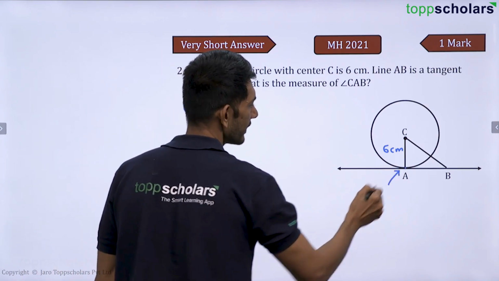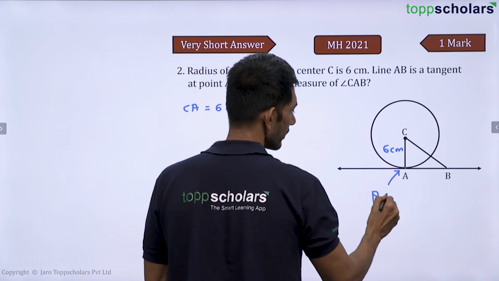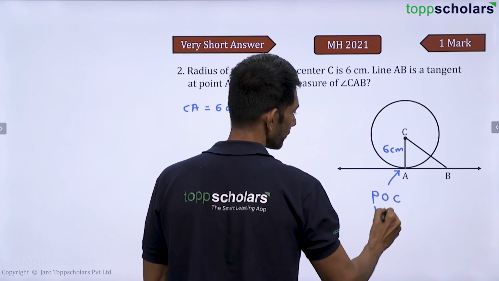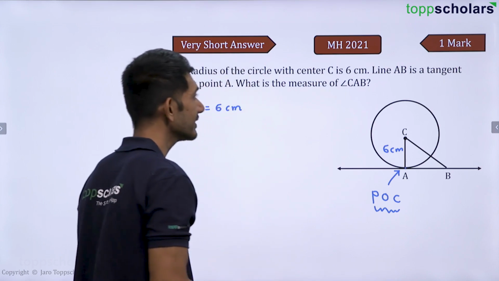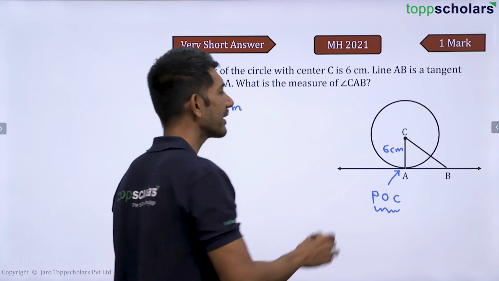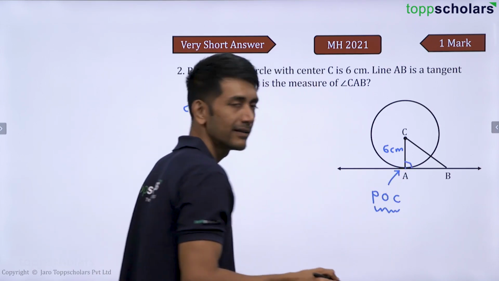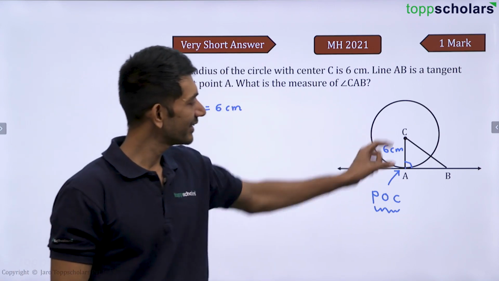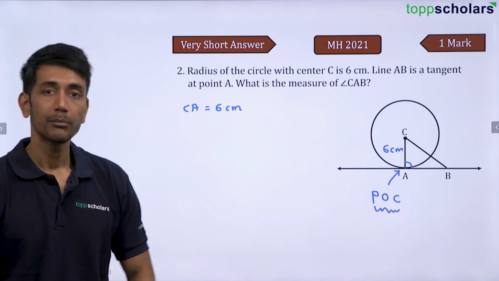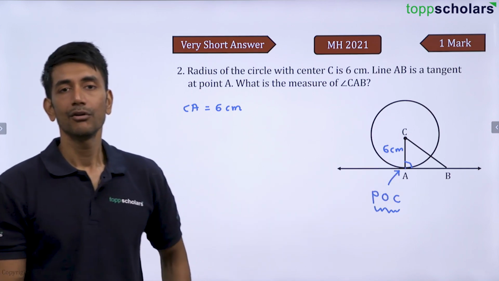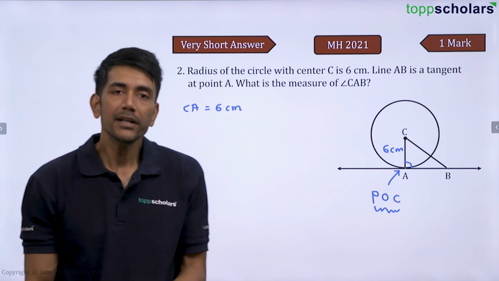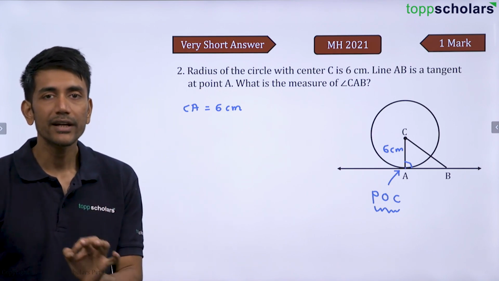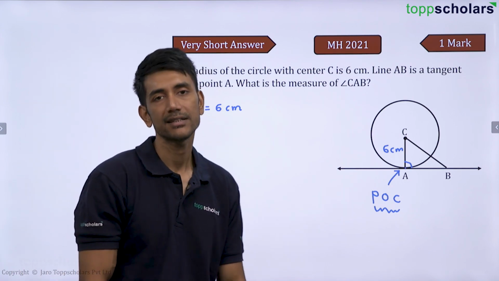So point A is definitely the point of contact, right? This is your POC. The question says, what is the measure of angle CAB? This angle. Now see how they are tricking you. They are giving you the value of CA, the value of the radius. But they are asking you the angle. So the radius is not needed here. Even if we don't know the value of the radius, we can still find out the angle CAB.